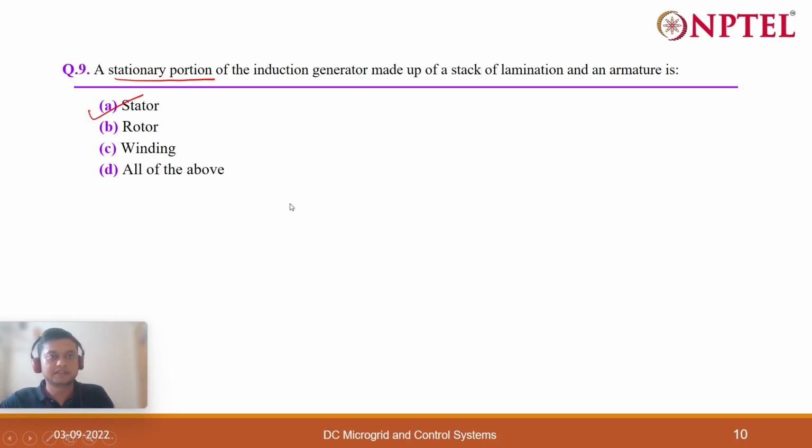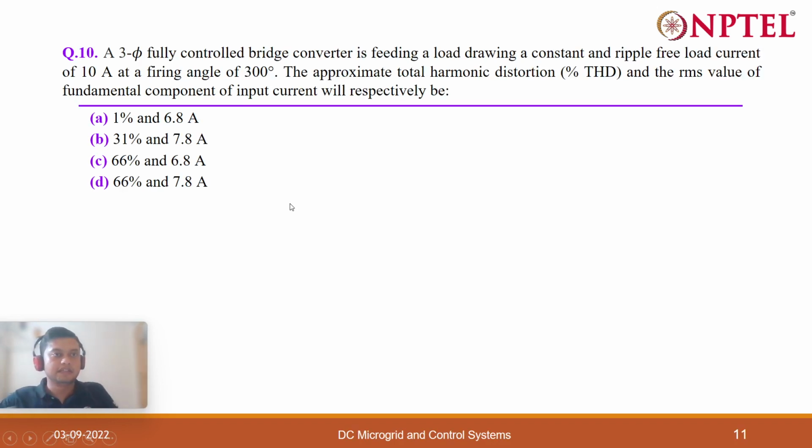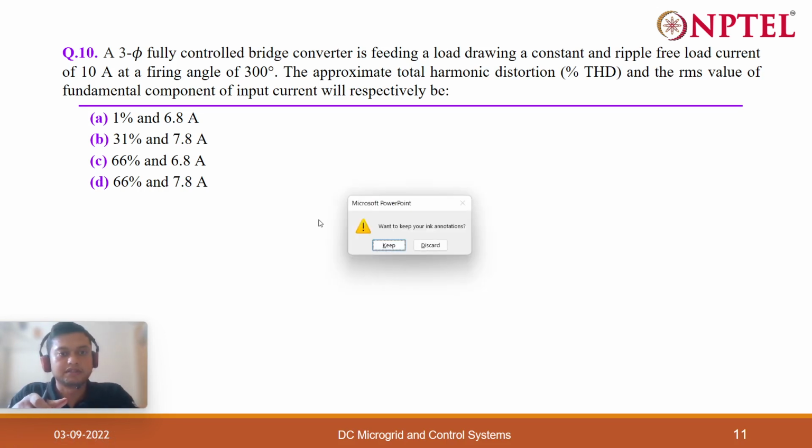Now let us see the 10th question. A three-phase fully controlled bridge converter is feeding a load drawing a constant and ripple-free load current of 10 ampere at a firing angle of 30 degree. The approximate total harmonic distortion and the RMS value of the fundamental component of input current will respectively be. In the second problem I gave the formula that we can also use in this question.